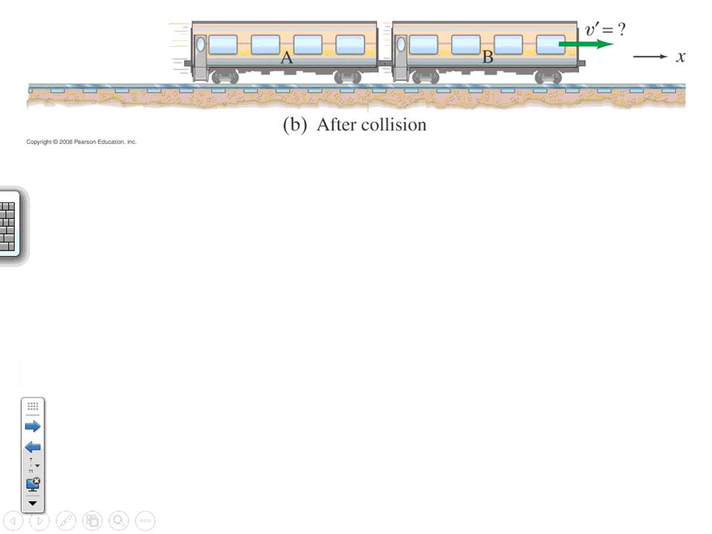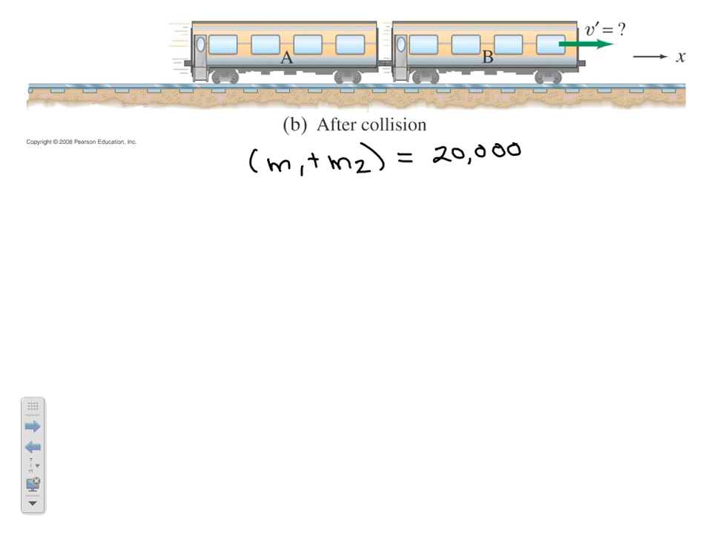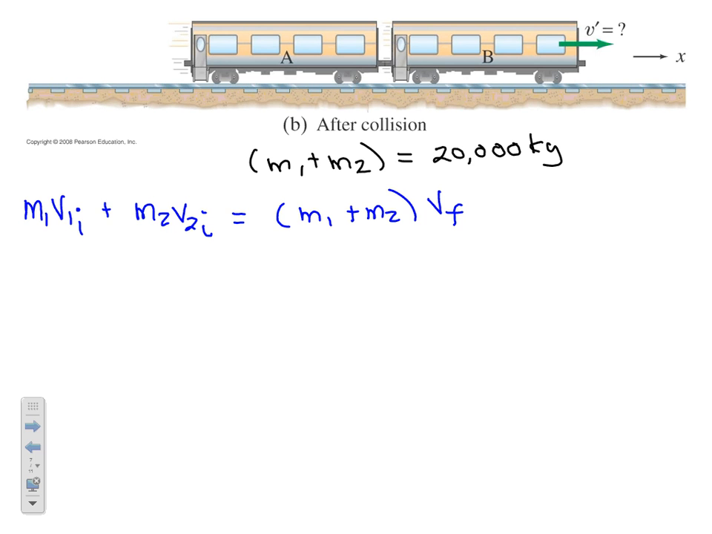After the collision, they stick together. So it's an inelastic collision, and it's helpful to know the mass of the two combined. They're both 10,000, so we have 20,000 kilograms as their combined mass. So our initial equation is M1 V1I plus M2 V2I equals M1 plus M2 times the final velocity. It helps to write it down each time because you'll begin to memorize it. We are solving for VF.